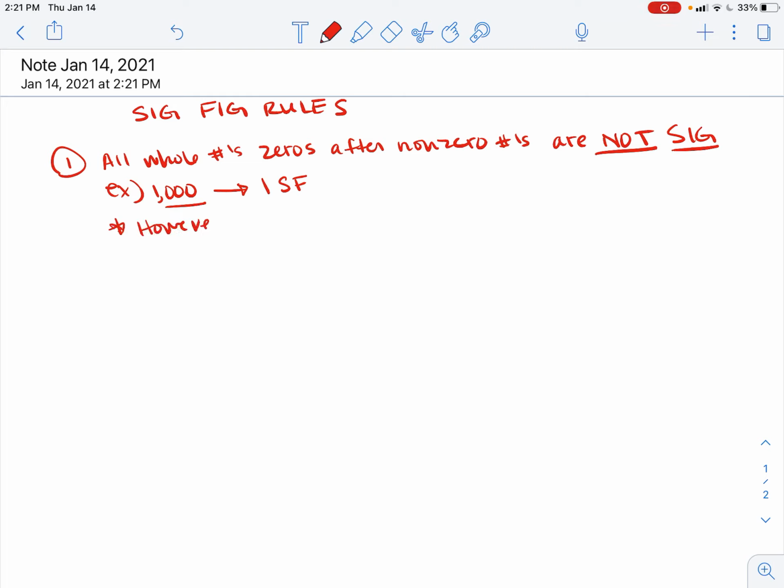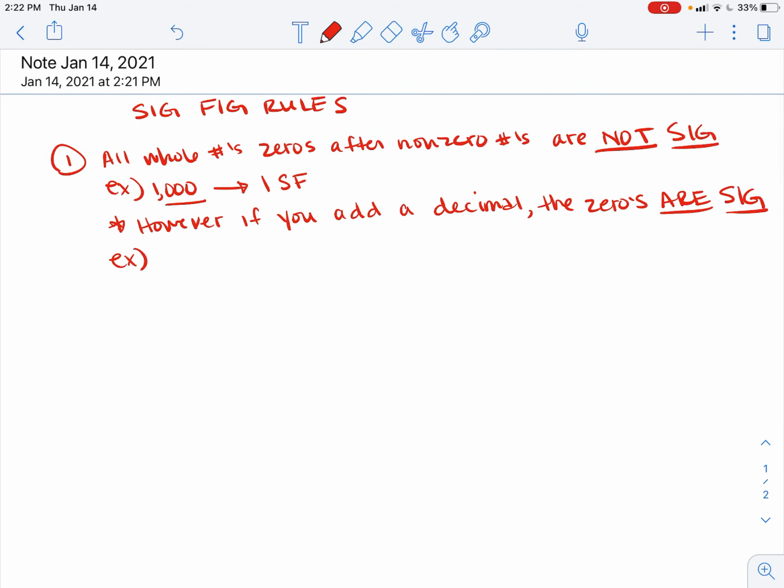However, if you add a decimal, the zeros are significant. So 1,000 with a decimal would be 4 significant figures.